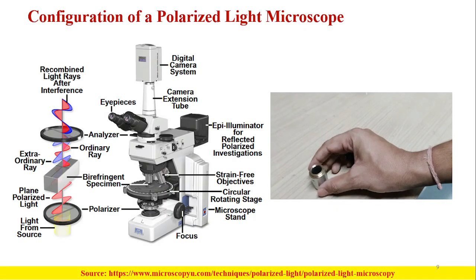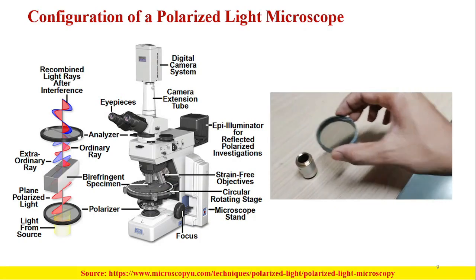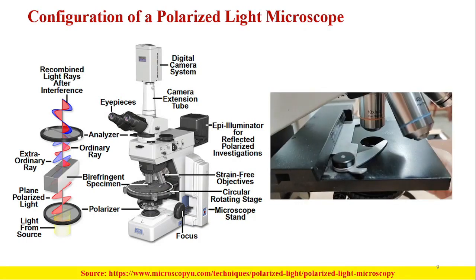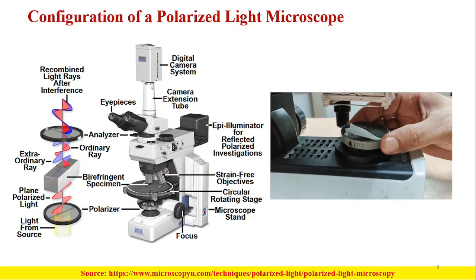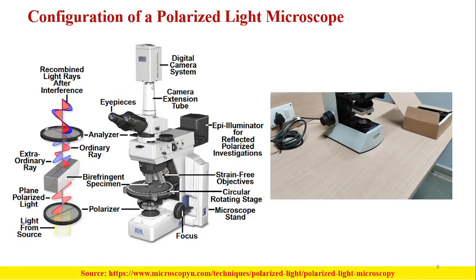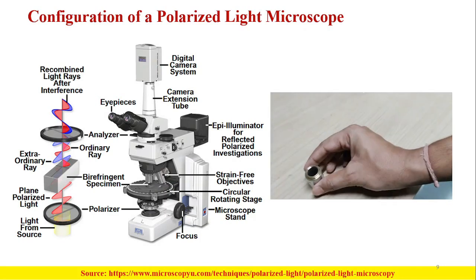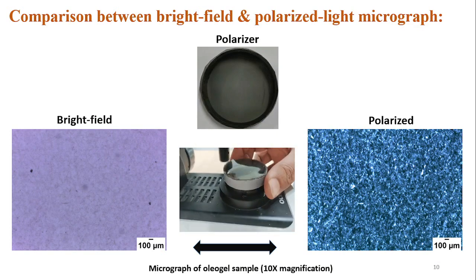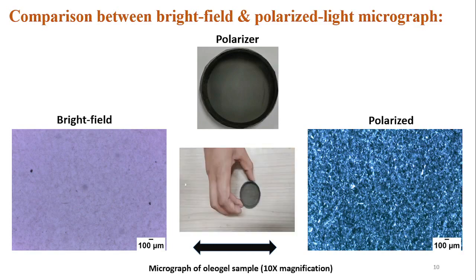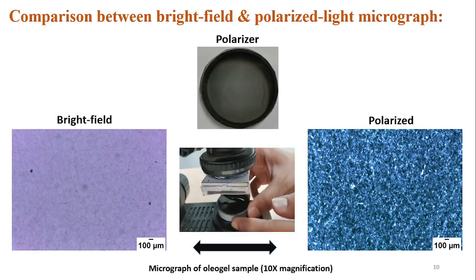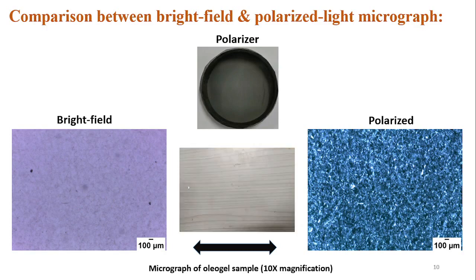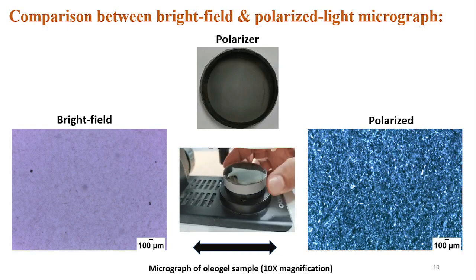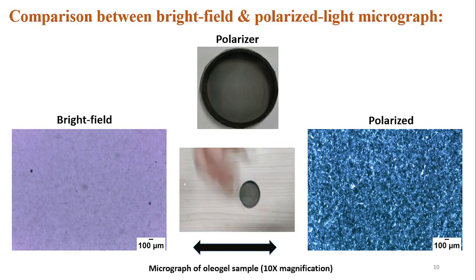This is the diagram of the polarized light microscope. The only difference between a bright field microscope and the polarized light microscope is that here a polarizer is introduced for converting unpolarized light into polarized light. This is the difference between the images captured by bright field and polarized microscope. In a polarized microscope, the image is much clearer, and it can be clearly seen that the resolution is higher in comparison to the bright field microscope.